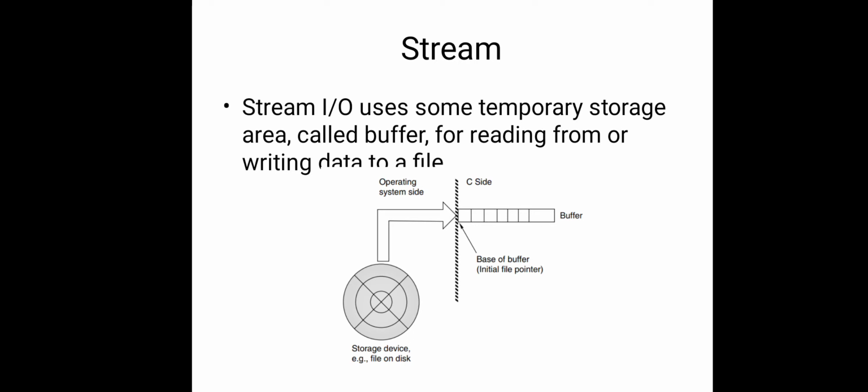When we say stream I/O, it uses a temporary storage like a buffer. What is read from the permanent storage will be moved to this temporary storage, which is called a buffer, and here in C language we call that a stream.